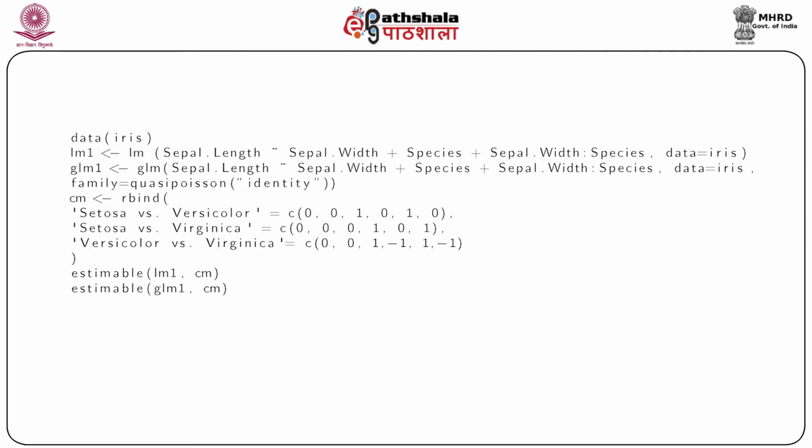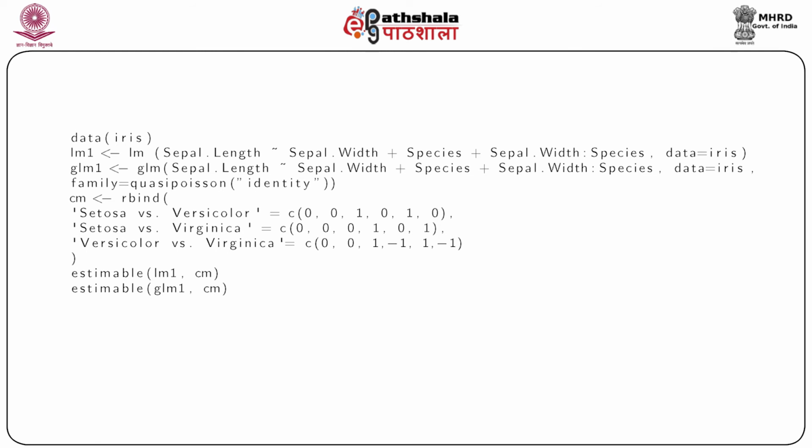Based on the iris data set, we can also fit the linear model or general linear model by using the lm and the glm function of sepal length on sepal width and species and the interaction between the two. So let us write family equals quasi-Poisson identity.